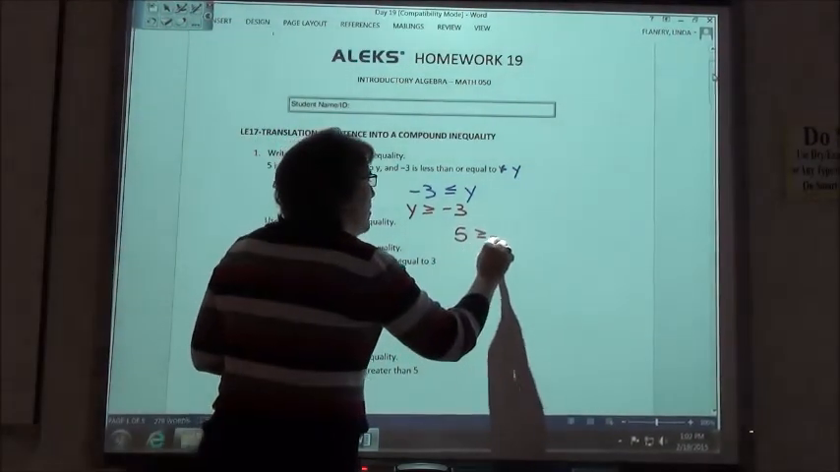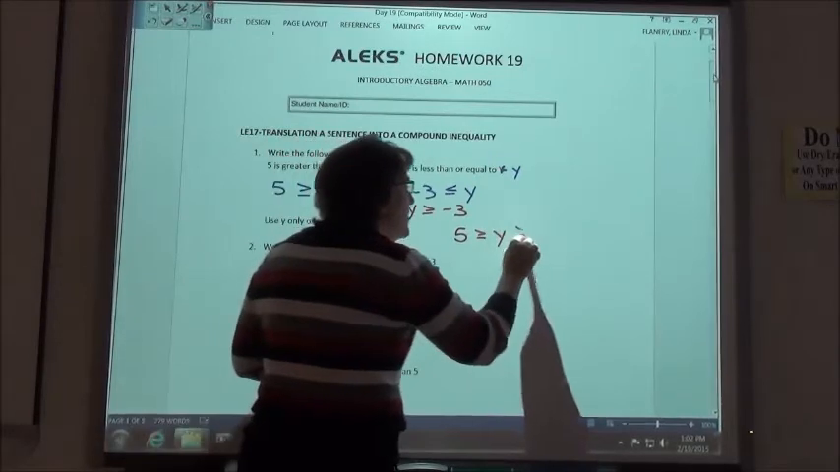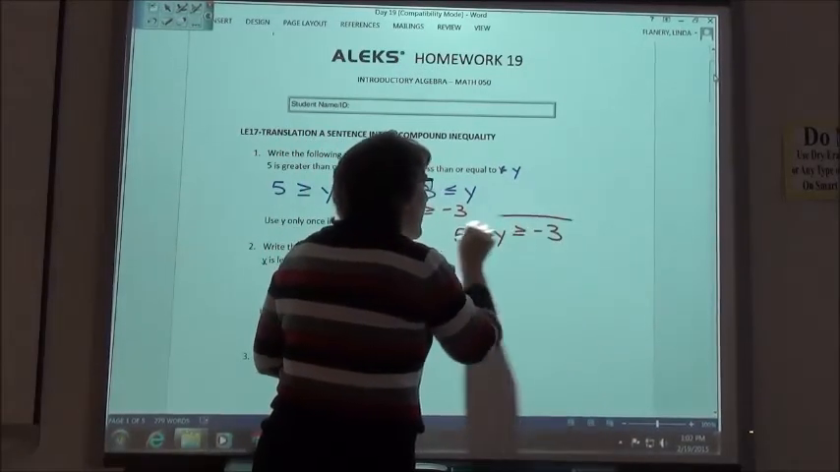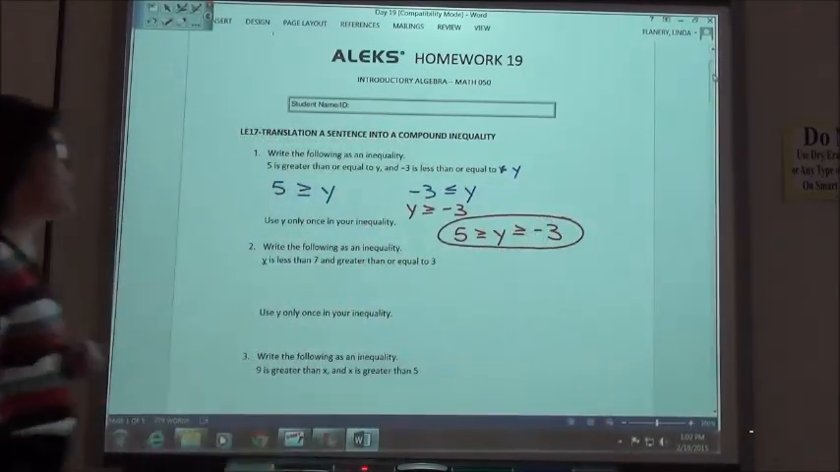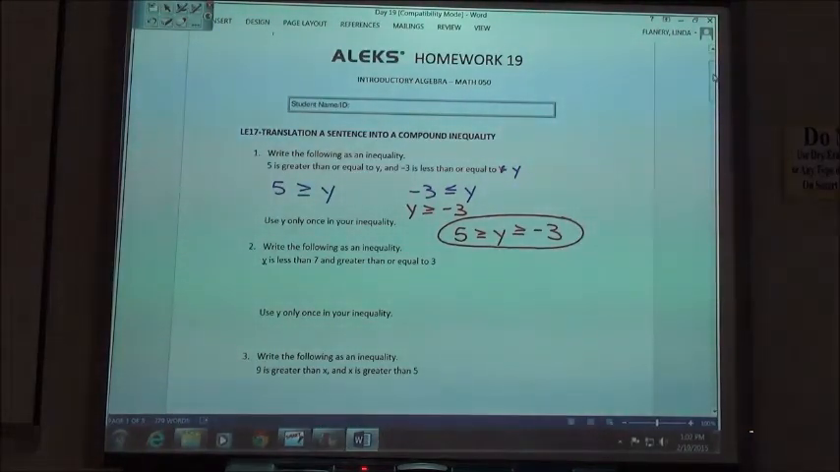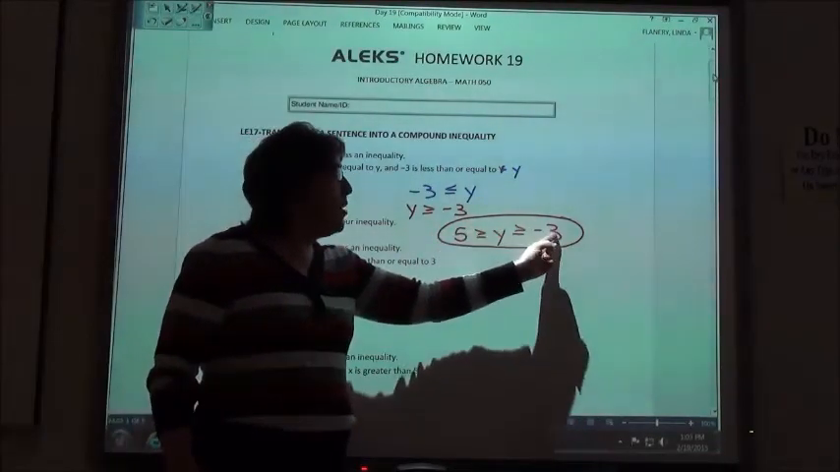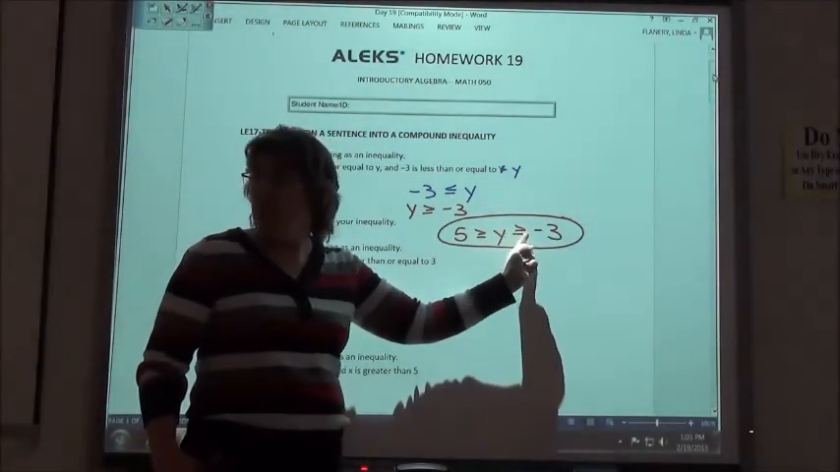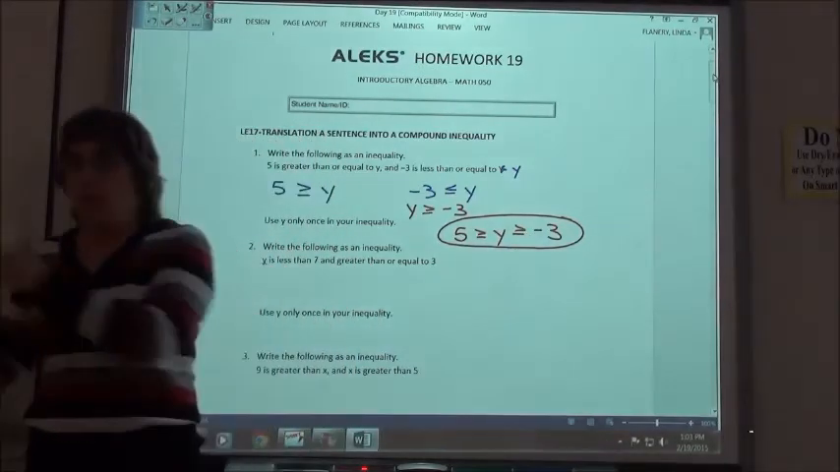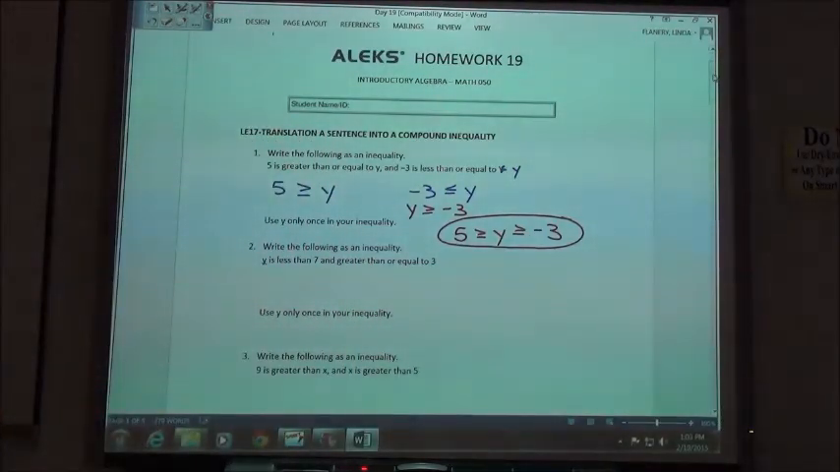5 is greater than or equal to y, and y is greater than or equal to negative 3. And there's going to be my answer. The y is between my two numbers. Now, if you are going from largest to smallest, these both should end up being greater than signs. If you're going from smallest to largest, they'll both be less than signs when you're done. But they should always both point in the same direction. You can't have one going greater and one going less in the same expression if the variable's in the middle.